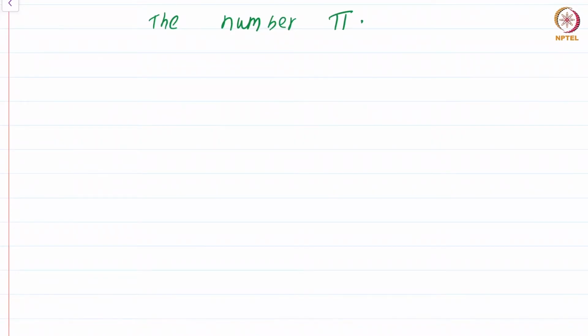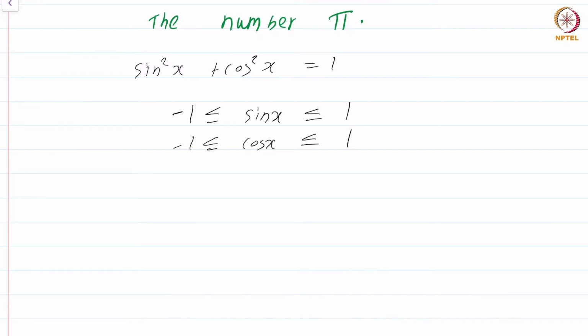In this module, we are going to define the number pi using the trigonometric functions and calculus. So we already know that sine squared x plus cos squared x is equal to 1. This immediately gives us the following inequalities: minus 1 less than or equal to sine x less than or equal to 1, and minus 1 less than or equal to cos x less than or equal to 1.